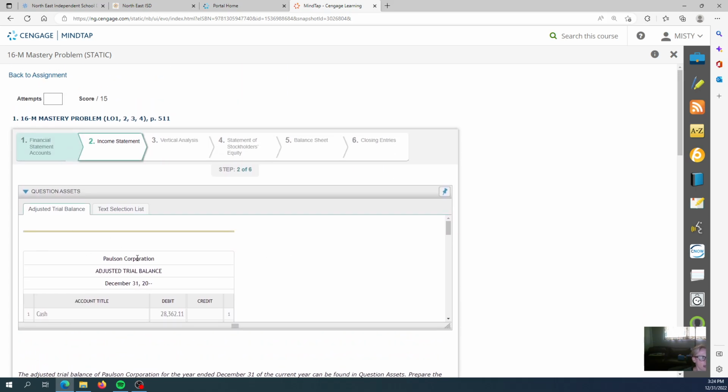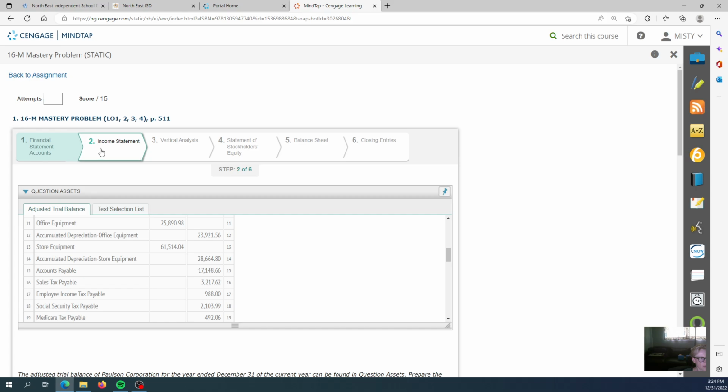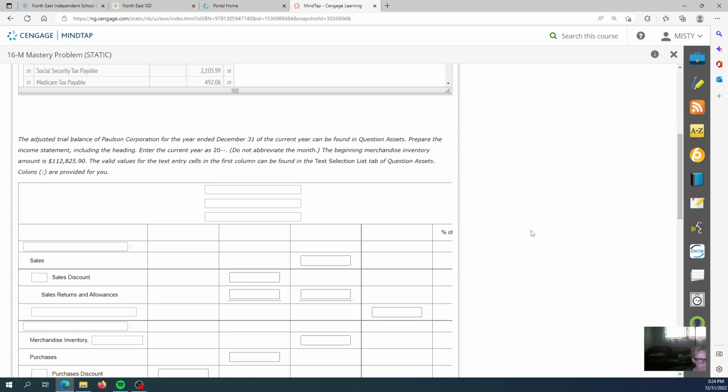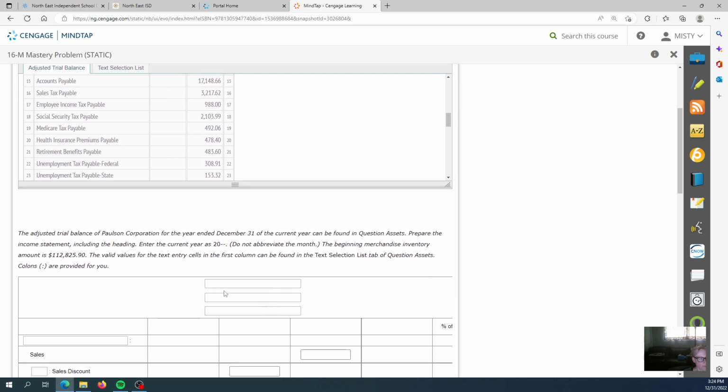Okay, we have our adjusted trial balance. All the numbers are entered. We're going to take that information and put that into our income statement. As you know, these first three lines here, that's where we're going to put our heading for our income statement. So let's go ahead and do that. We have our company, Paulson Corporation. Okay, and what kind of statement is this? Well, it's an income statement, right?